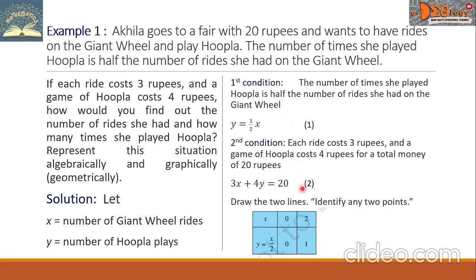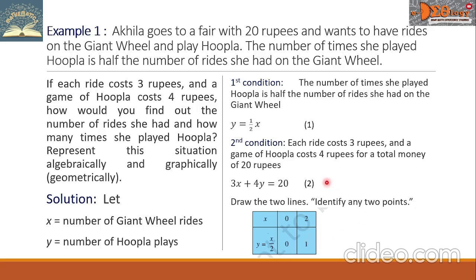Let's begin with the first one. This is our table. The first row is for the x, the second row for the y. For the y here, we will copy the equation down here. Then, we assign value for x. Let x be 0. We substitute the 0 to the x and we will get the value of y as 0. We assign x to be number 2. We substitute this 2 to the x in this equation. We will get the value of y as 1. So, for the first equation, the 2 points are 0, 0 and 2, 1.